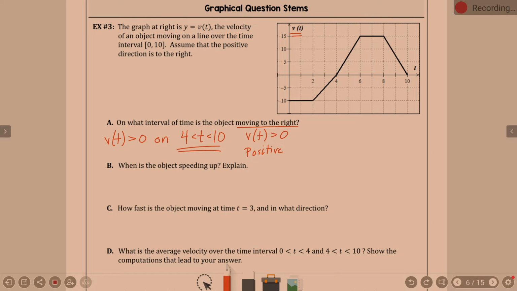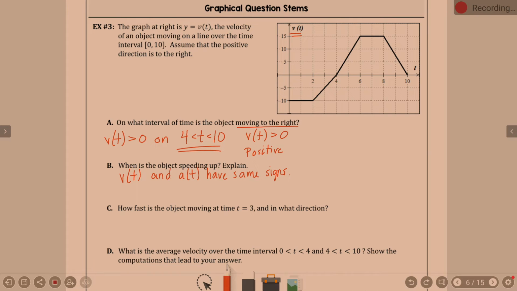B, when is the object speeding up? I feel like we talked about the whole speeding up, slowing down thing yesterday. We did. When does something speed up? Same signs, right? So we are looking, it wants to know when they speed up. So we're looking for when v of t, so velocity, and acceleration have same signs. So I just kind of wrote my explanation before we answered the question. But, you know, that's what you have to acknowledge there.